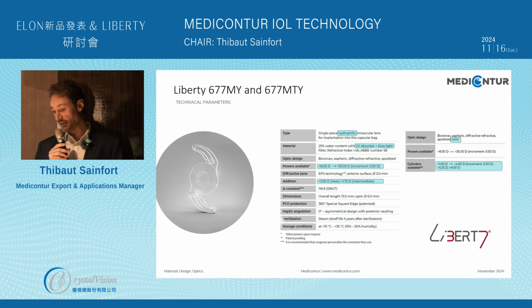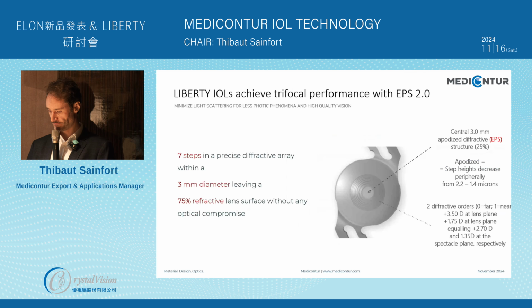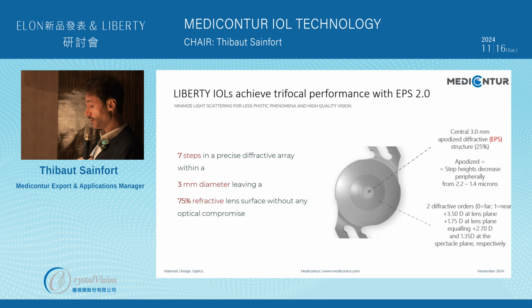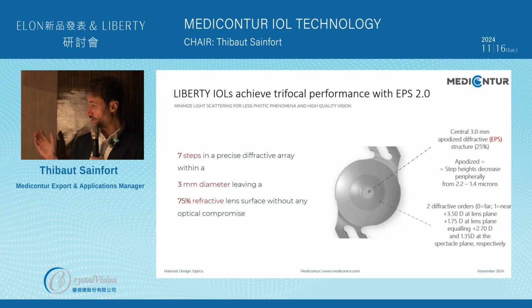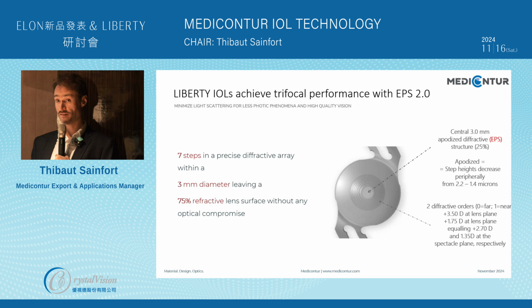So the lens is available in toric. We have a wide range, but I will continue with the technology because this is what we are interested in. You can see the optic of the lens, and you can see that there are only 7 diffractive rings, which is much lower than the competition, because all the other IOLs have around 20 diffractive steps. So on the optic you have 75% which is refractive, only 25% diffractive. By this design, you will automatically have fewer halos and glare and dysphotopsia. So how did we do that?